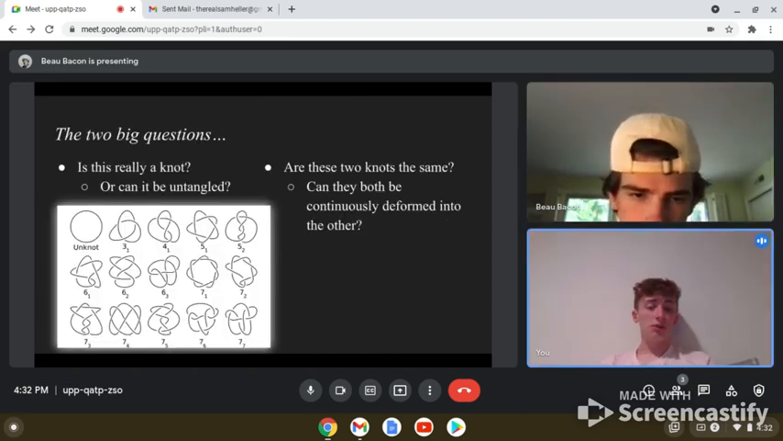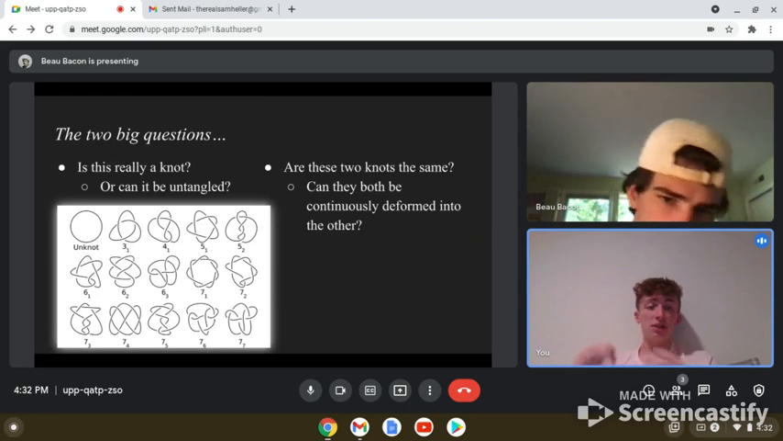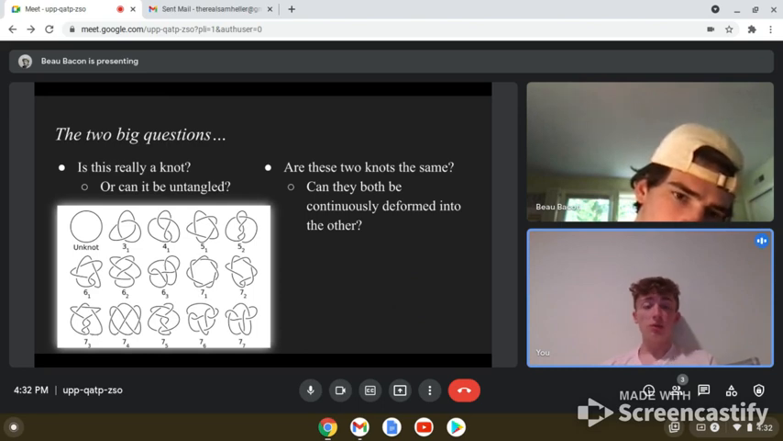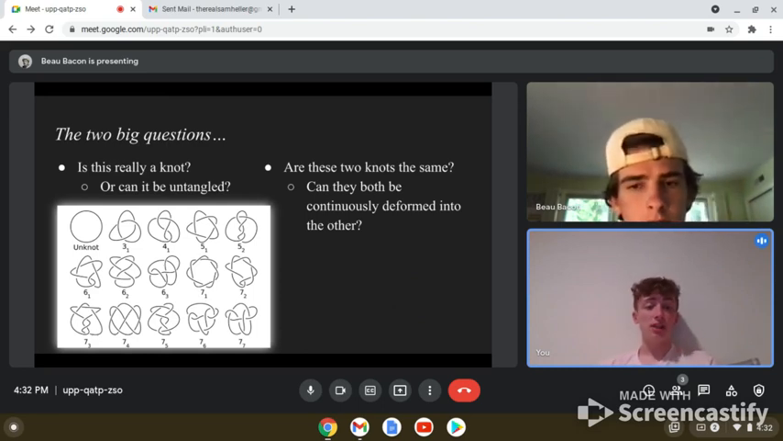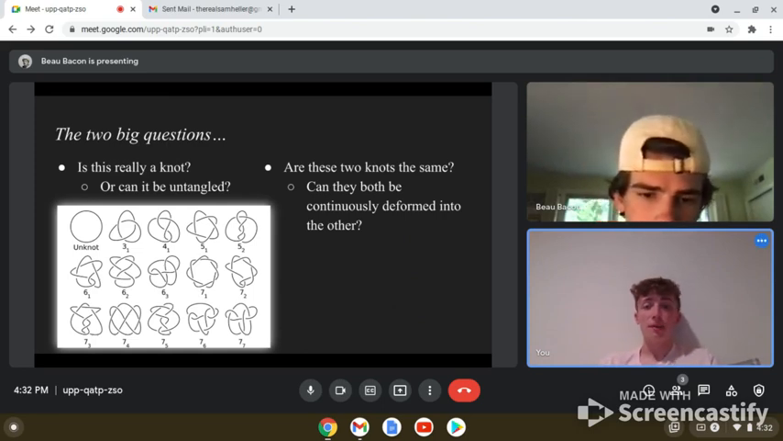All right, so there's two pretty major questions that we want to look into when discussing knot theory. Is this knot really a knot, or can it be untangled into something like the unknot that we see here in this picture? As well as, are these two knots the same? Which means, can they both be continuously deformed into the other to make the same exact knot?